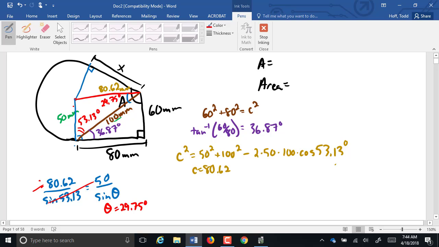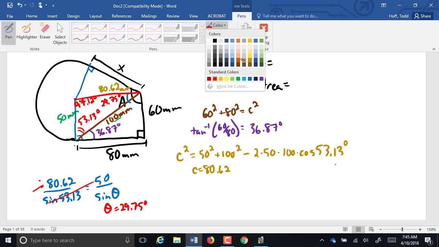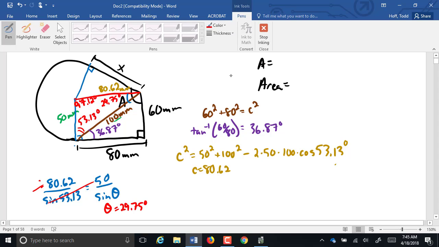Which means this over here is 97.12 degrees. Does that look right? What's that? Yeah, it does get tight, doesn't it? So we now have all three angles and all three sides for that triangle. Next, we can move up to this one.